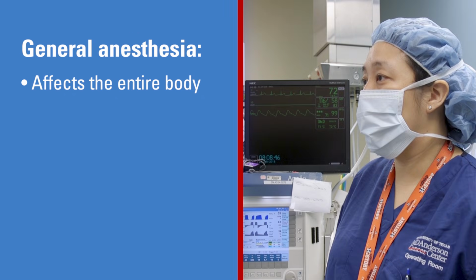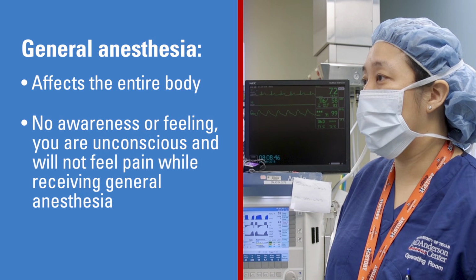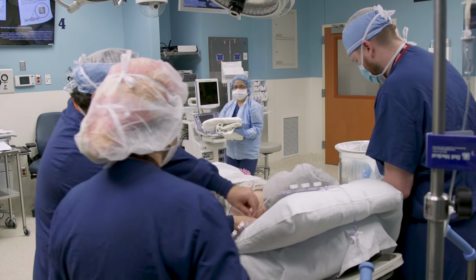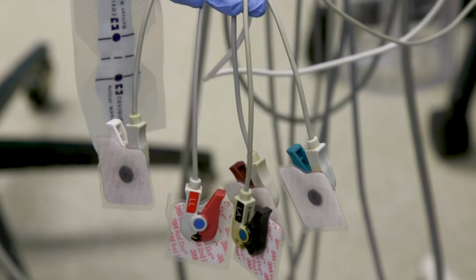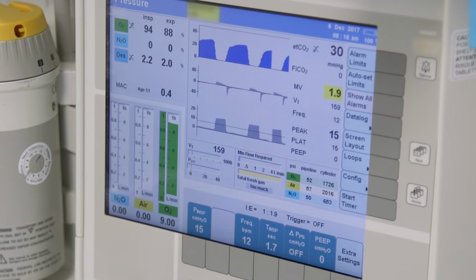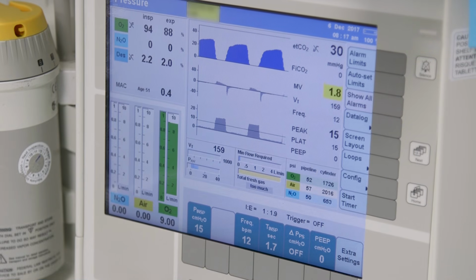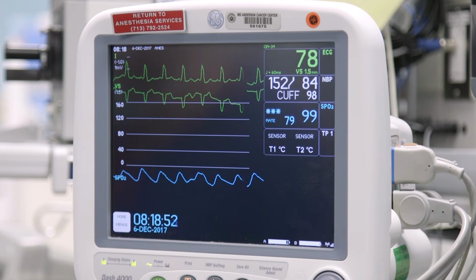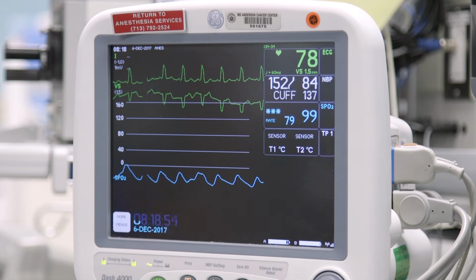General anesthesia affects the entire body. You have no awareness or feeling. You are unconscious and will not feel pain while receiving general anesthesia. With general anesthesia, pads with wires will be attached to your body. These wires are connected to machines that help monitor your blood pressure, breathing, heart rate, and other vital body functions.